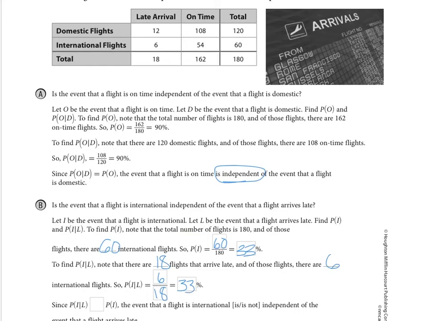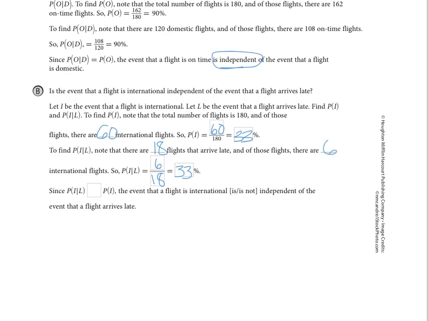So what we just figured out in part B is, since the conditional probability I given L is equal to the independent probability of I, then the event that a flight is international is independent of the event that a flight arrives late.